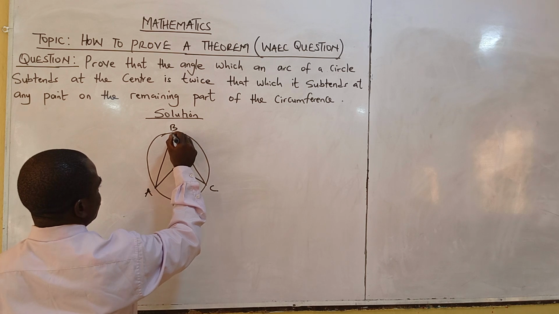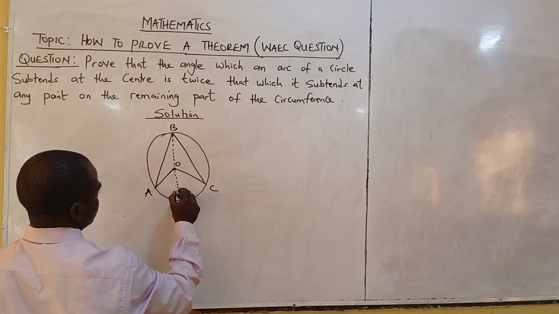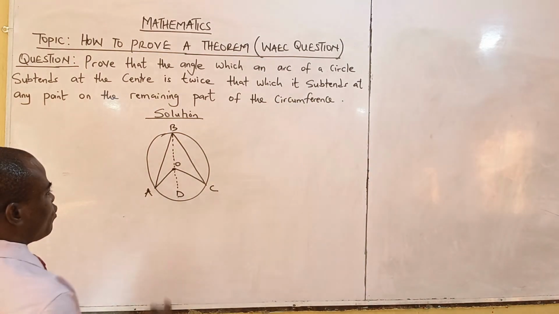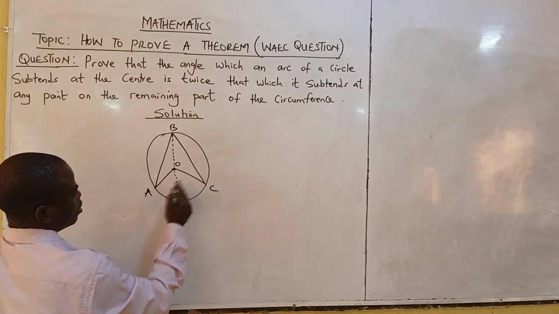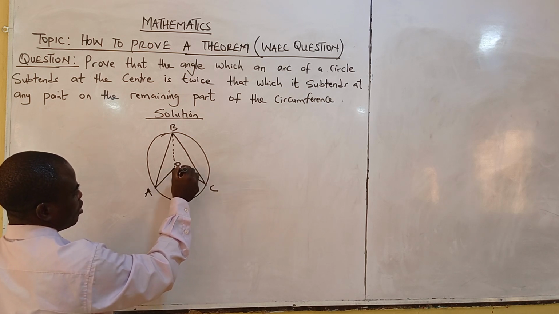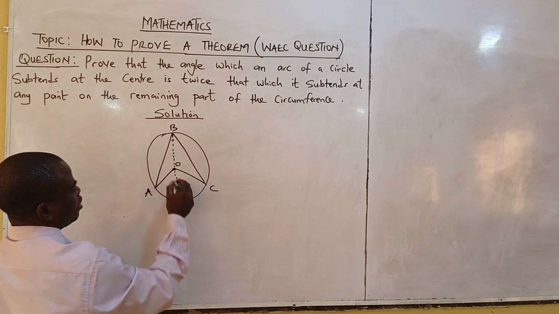Let me do some construction. I want to construct this side, extend it to D. Why did I construct it? Just to simplify the question. We join them together because we need this. This is the center, and this angle is 2 times that of the circumference, 2 times this side. That's what they are saying.